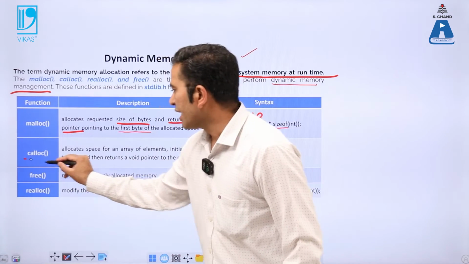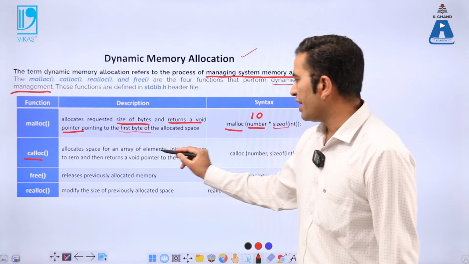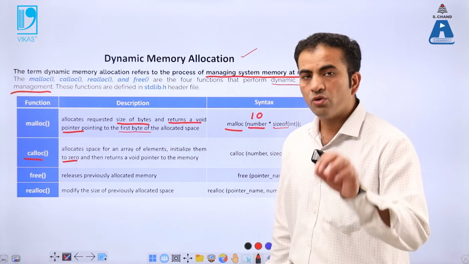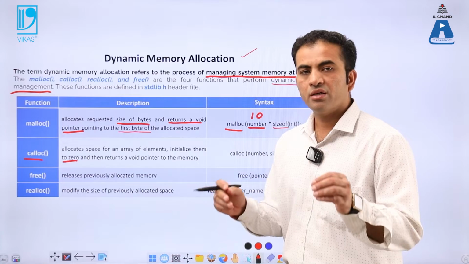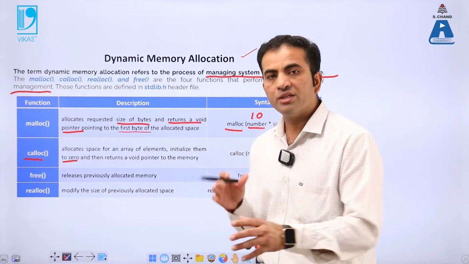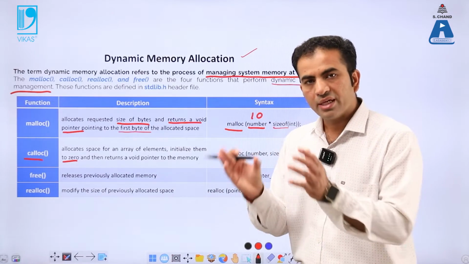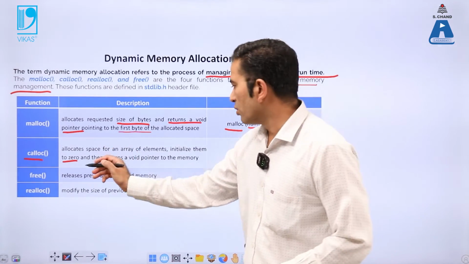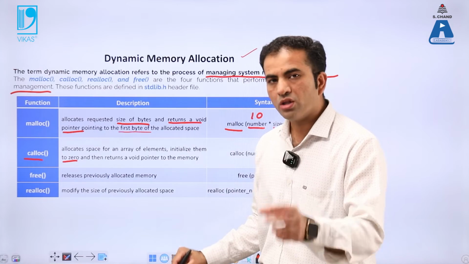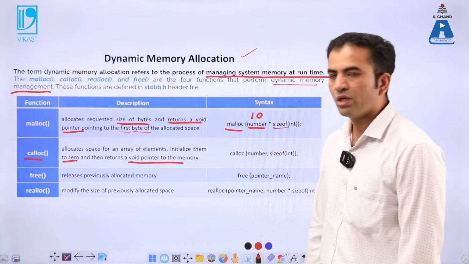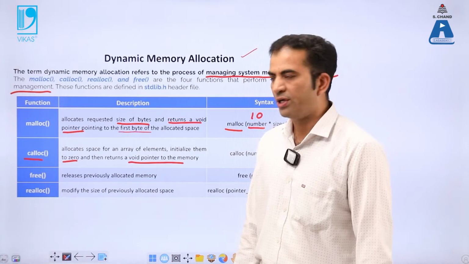Similarly calloc allocates space for an array of elements and initializes them to 0. Point to be noted, calloc always initializes: when the memory is allocated through calloc, the values inside the memory are 0. Okay, calloc initializes all the memory locations with the value 0 and then returns a void pointer to the memory. This also returns the generic pointer.